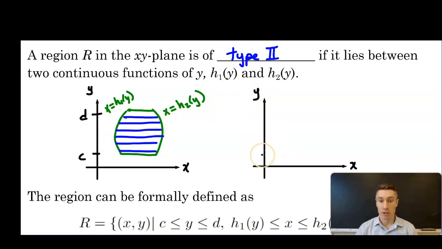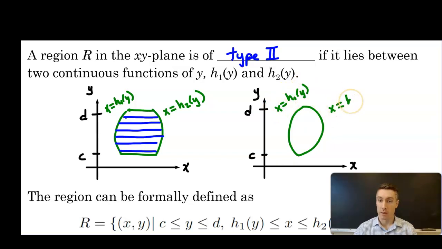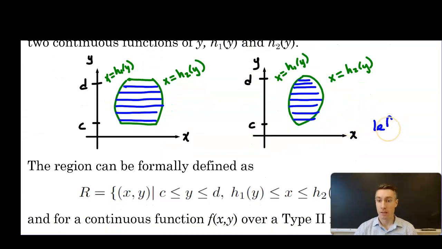Another example of a type 2 region, let's draw a region where the curves intersect. So let's say like this and like that. So on the left we have x equals h sub 1 of y. And on the right we have x equals h sub 2 of y. Again, we're able to draw these horizontal lines now through the region, going up, starting at C, all the way to D. Okay, so for a type 2 region, our thought process is left to right, which again is helpful when we're setting up the bounds of integration.